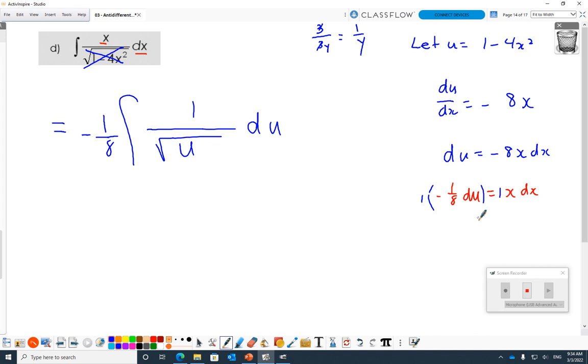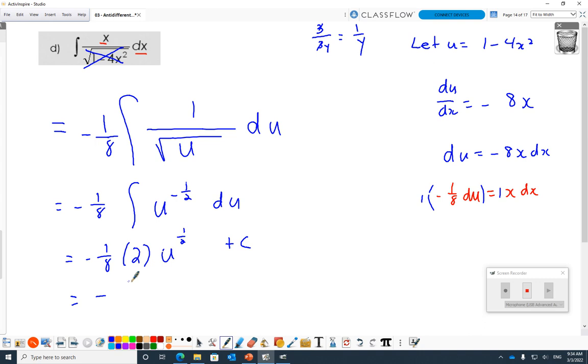Okay, now the rest, well, we process that, equals negative 1/8. Let's see, integral u to the negative 1/2 du. There, that's better for finding antiderivatives. Add 1 to the exponent. So that's 1/2. Then divide by 1/2, or just know you need a 2 out there. And so I get negative 1/4 square root 1 minus 4x squared.